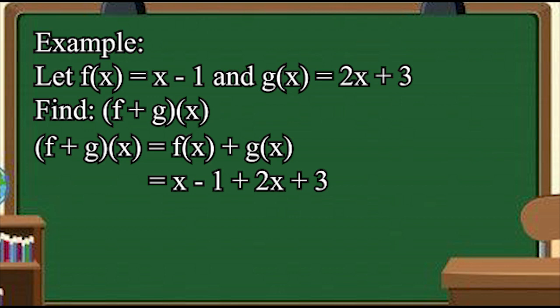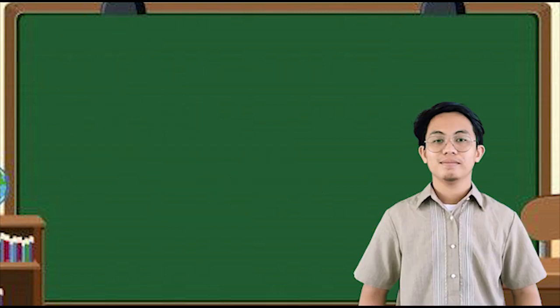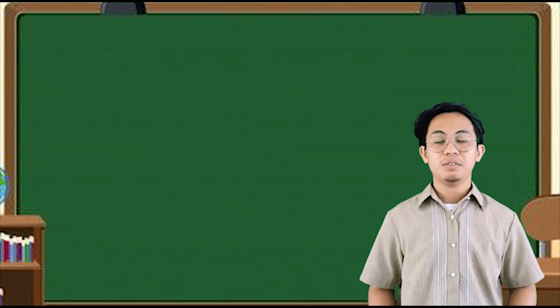So we have x plus 2x. Remember that x has numerical coefficient of 1. So we add 1x plus 2x, which will result to 3x. Adding the constants negative 1 plus 3 will result to positive 2. So the final answer is 3x plus 2. Adding functions is easy, right?